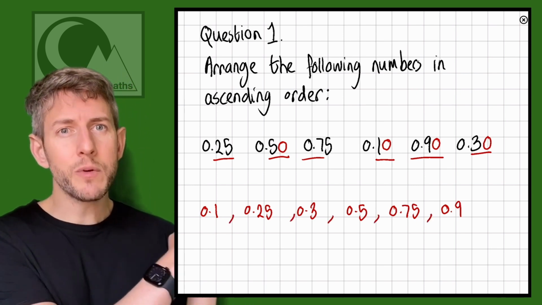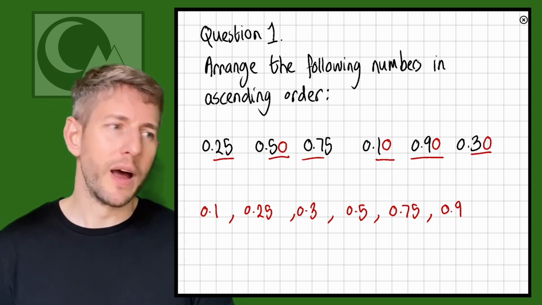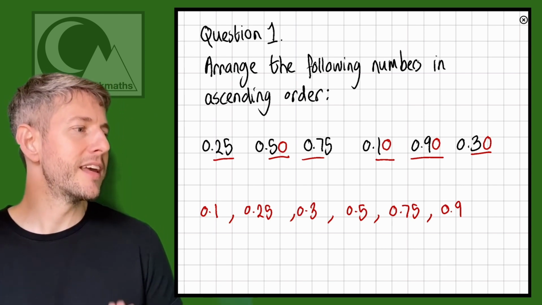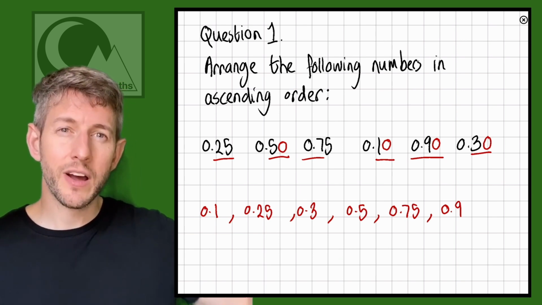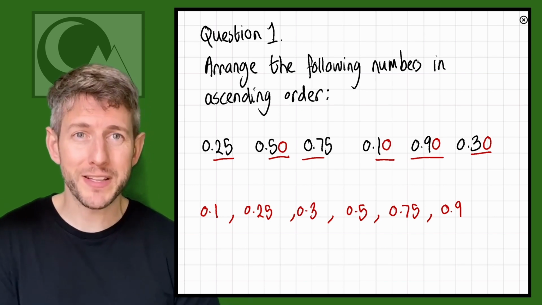When you write them down, you don't have to write the zeros at the end. It's just a useful visualizer because looking at these as 10, 25, 30, 50, 75, 90 makes it really clear how they're getting bigger. But if you're able to do it without, then that's perfect as well.